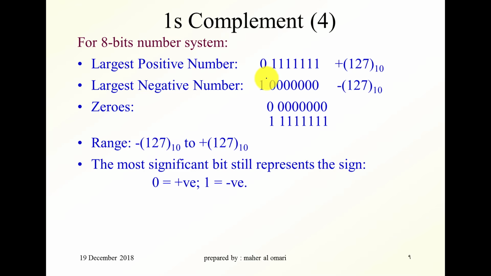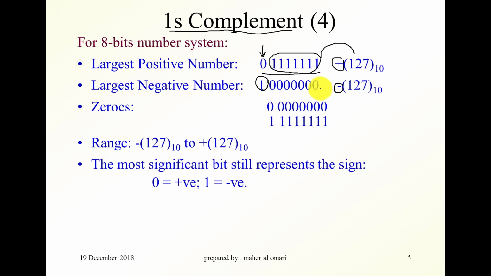Okay, if someone tells you that this is a number in ones complement notation in your digital system, what is the value of this number? You know that this is a positive number, and positive numbers in ones complement are the same as sign magnitude. So the value of this is positive 127. This number is a negative number.